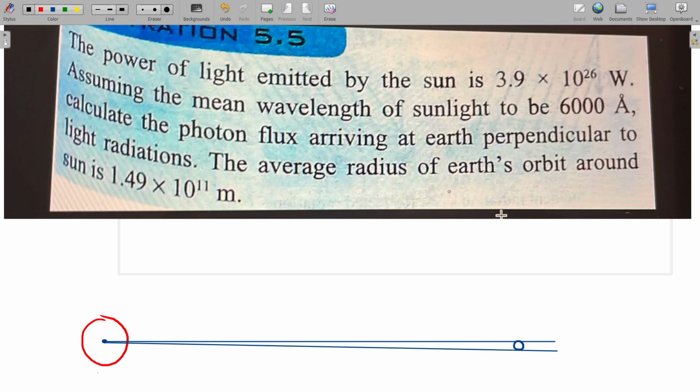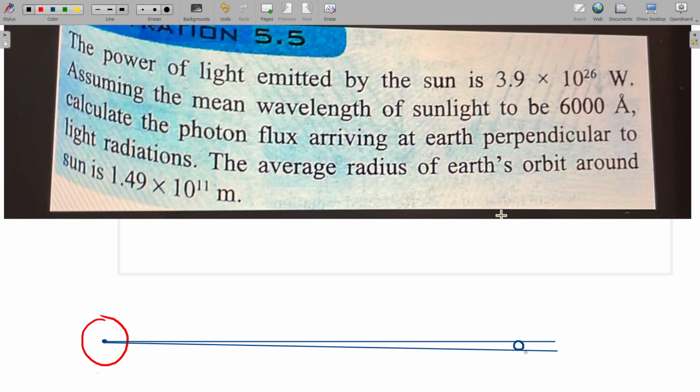In this question, the power of light emitted by the sun is given to us. We are assuming that the sun is emitting light of only one particular wavelength, which is actually not true. But for the purpose of this question, we will assume that, and we have to calculate the photon flux, or the number of photons which are falling on the surface of the earth per unit time, perpendicular to its surface.